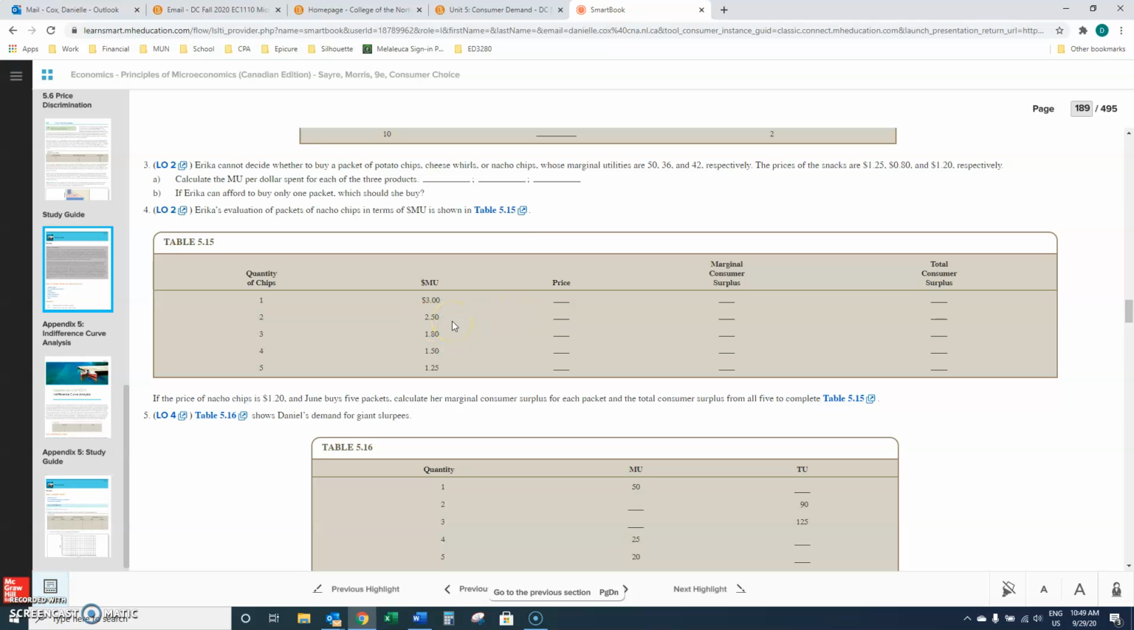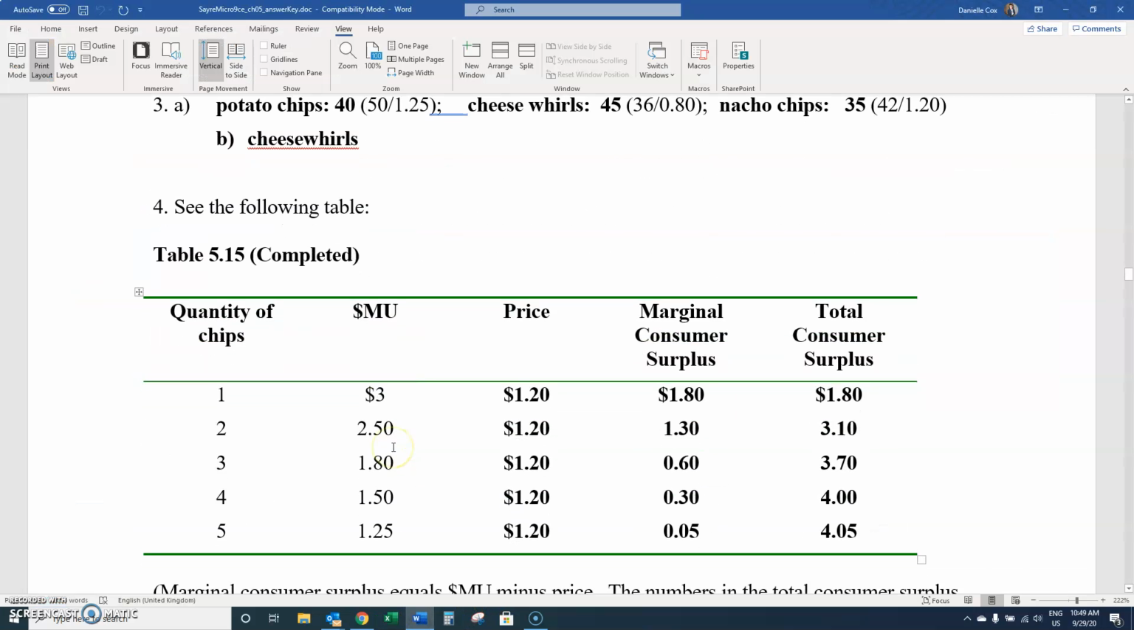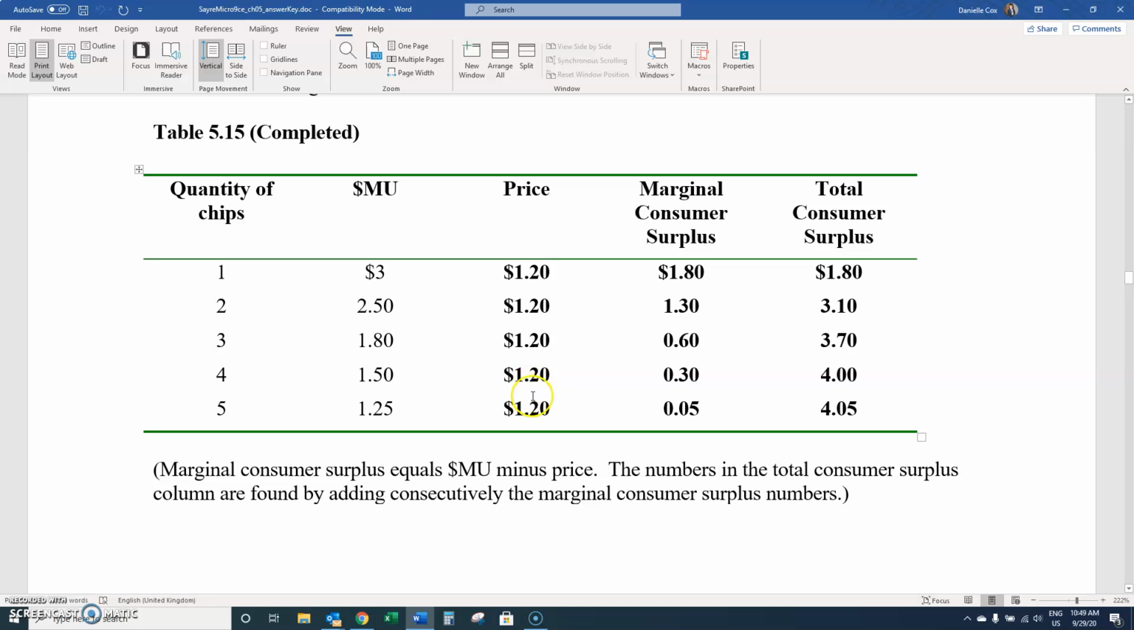So they were willing to pay $2.50. They only had to pay $1.20. So the difference of $1.30 is their marginal consumer surplus. The total consumer surplus is the total from before plus the new marginal consumer surplus from the second bag added together. So let's go take a look. The price stays at $1.20. We ended off right here. So the total now is the previous total plus an extra $1.30 of surplus, which gives you $3.10.